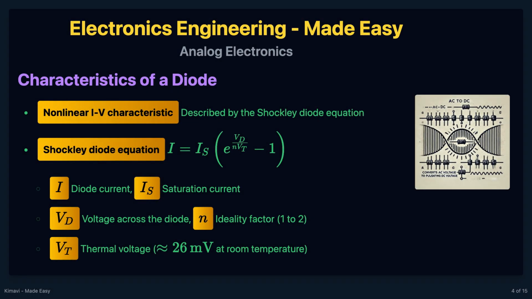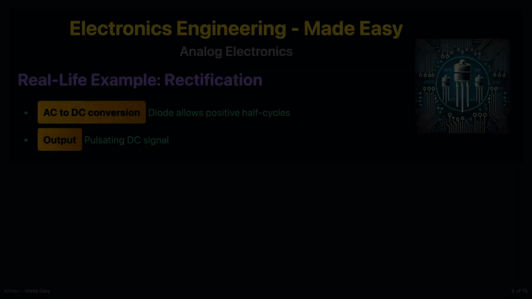The current-voltage characteristic of a diode is nonlinear and can be described by the Shockley diode equation. The equation is I equals I sub s times the exponential of V sub d divided by nV sub t, minus 1. Here, I is the diode current, I sub s is the saturation current, V sub d is the voltage across the diode, n is the ideality factor, typically between 1 and 2, and V sub t is the thermal voltage, approximately 26 millivolts at room temperature.